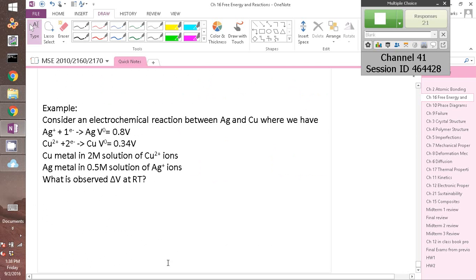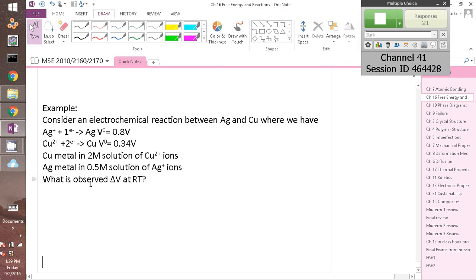So for this electrochemical reaction, you've got silver and copper, okay? And I've given you the reduction potentials. This is exactly what I would do on an exam. I might give you these things, and I'll probably throw in a few extra red herring ones that don't matter at all, right? Say copper metal is in a 2 molar solution of copper 2 plus ions, and silver metal is in a 0.5 molar solution of silver plus ions. What is the observed delta V at room temperature?